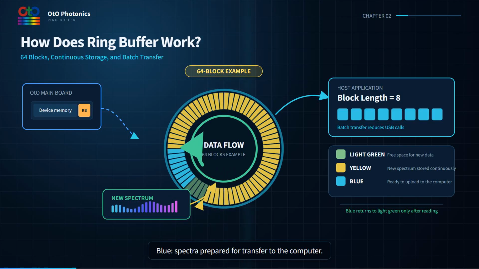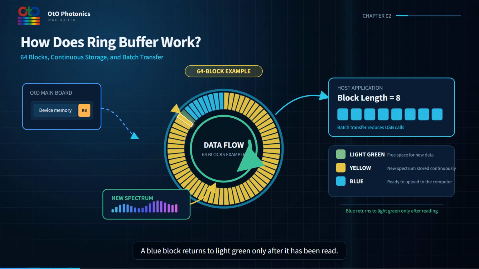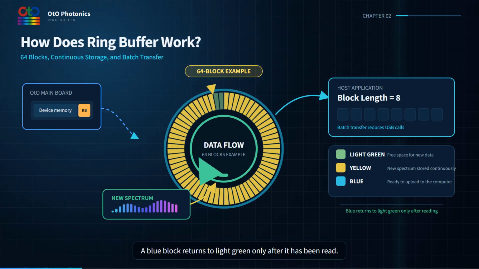The host retrieves a group of consecutive spectra according to the configured block length. This design allows an OTO spectrometer to acquire continuously while reducing the number of USB transfer calls. The host must still read fast enough to prevent the available space from running out.